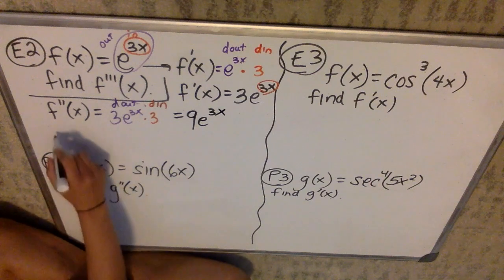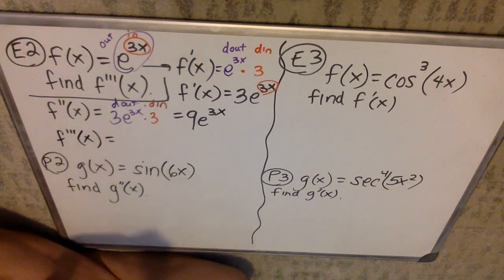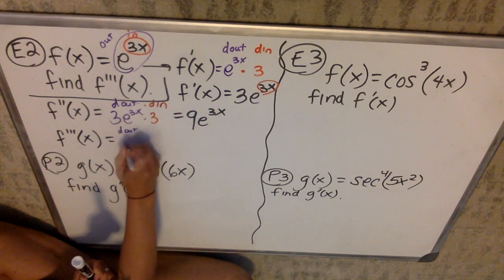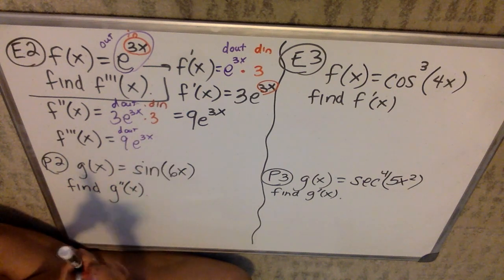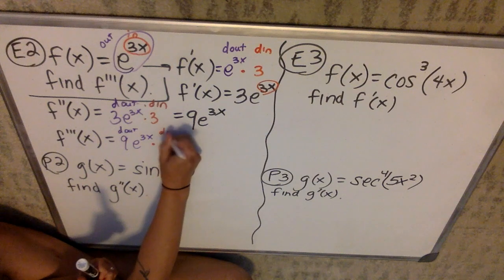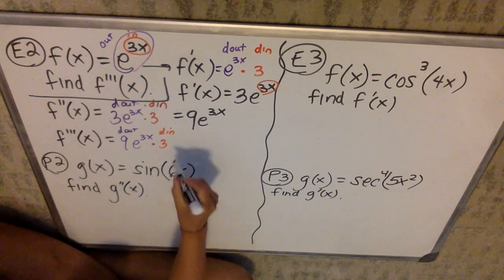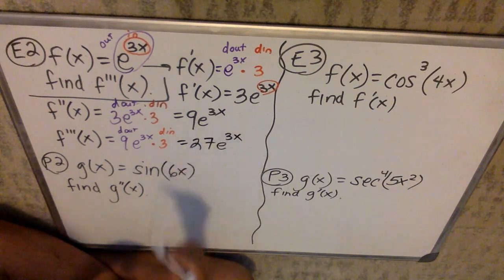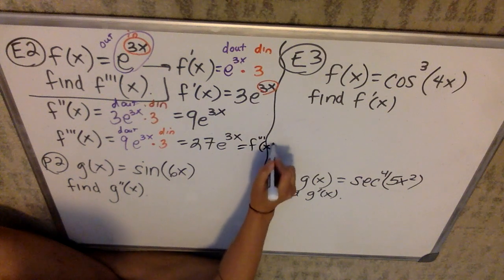And then when I go to find the third derivative, which is the one that I was actually asked to find, it's going to be the same idea. I'm going to differentiate 9 e to the stuff. So the derivative of the outside is just going to be that 9 e to the stuff, because the derivative of e to the stuff is just e to the stuff, times the derivative of that stuff. So I'm going to end up with a 27 e to the 3x, and that's my f triple prime. I kind of ran out of room, but you get the gist.